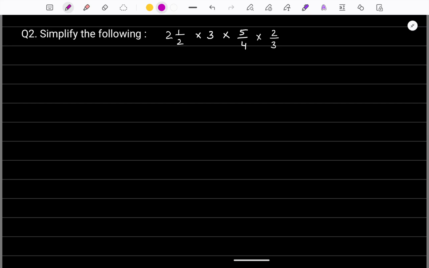Question number 2. Simplify the following. So the first number, 2 1 by 2, is a mixed fraction. Whenever we have a mixed fraction, we have to convert it into its improper fraction form to get the form of a by b. So 2 1 by 2 gets converted to 5 by 2. The second number is 3, a whole number. So we write this also in the form of a by b by simply placing 1 as its denominator. The third and fourth numbers are already in the form of a by b, so we write them as such, that is 5 by 4 and 2 by 3.